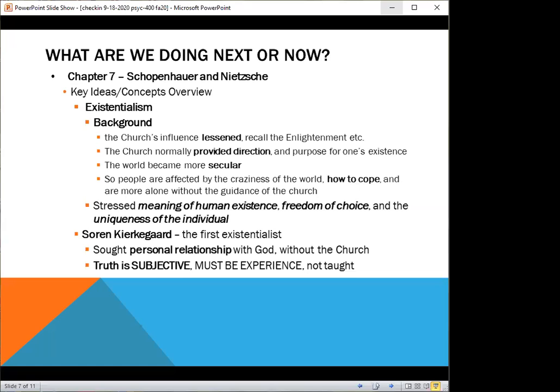I'm going to pause there. I'm going to ask someone to respond to that, please. Does that make sense, this idea of what the church's role was then? Yes. You want to elaborate on that at all?